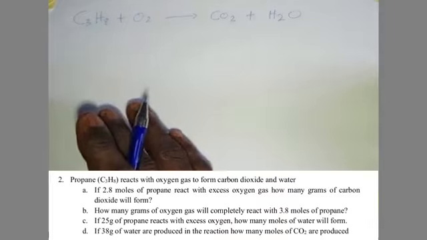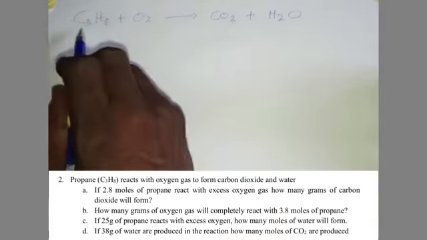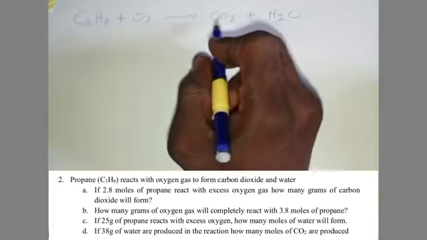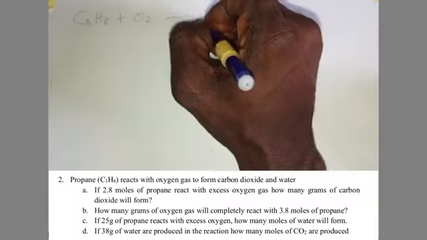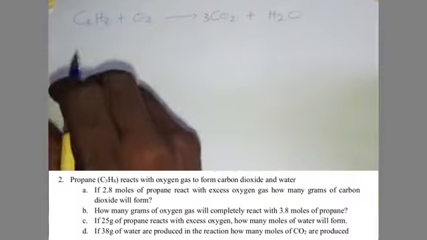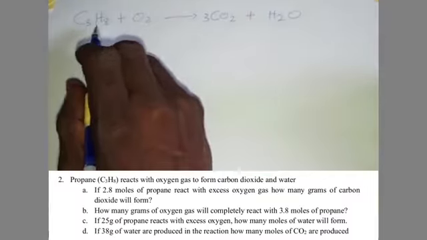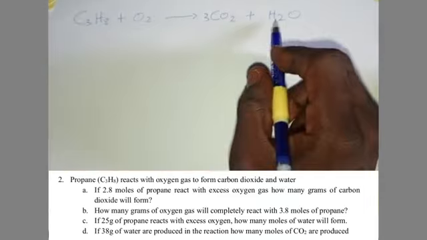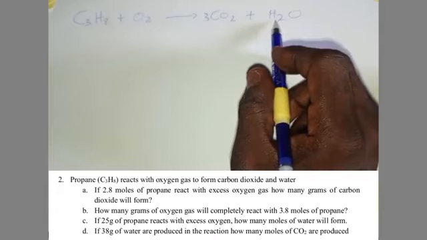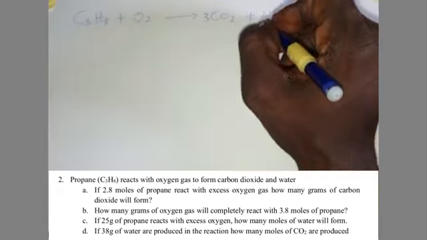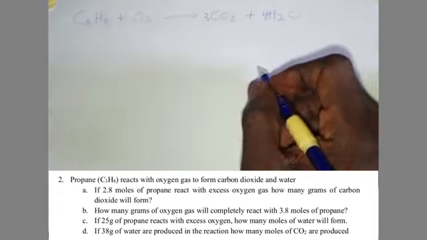So to balance this equation, we are going to start by comparing. Carbon is 3, carbon is 1. So we have to put a 3 as a coefficient. Carbon is balanced. Next, let's balance hydrogen. Hydrogen is 8, hydrogen is 2. So to make it 8 on this side, we multiply by 4. We're adding 4 as a coefficient.